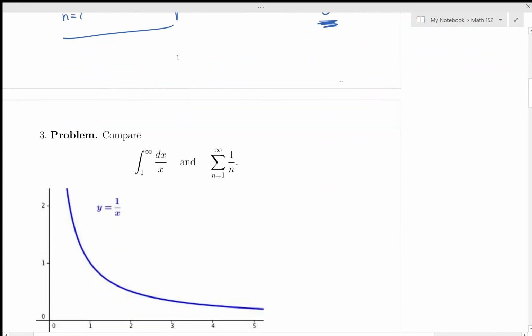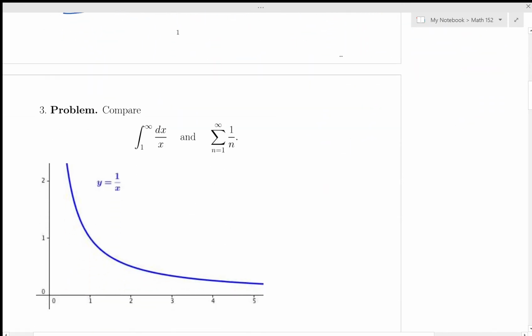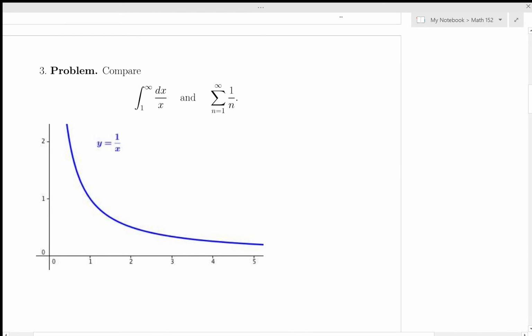Okay, so now we're going to take a look at another example. Here is another improper integral from 1 to infinity of dx over x. And using our knowledge of evaluating improper integrals, we already know that that integral diverges. So let's just recall that in case it has slipped away.